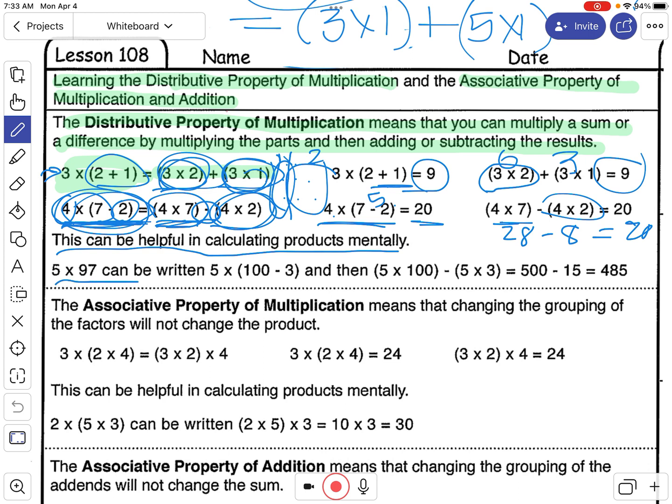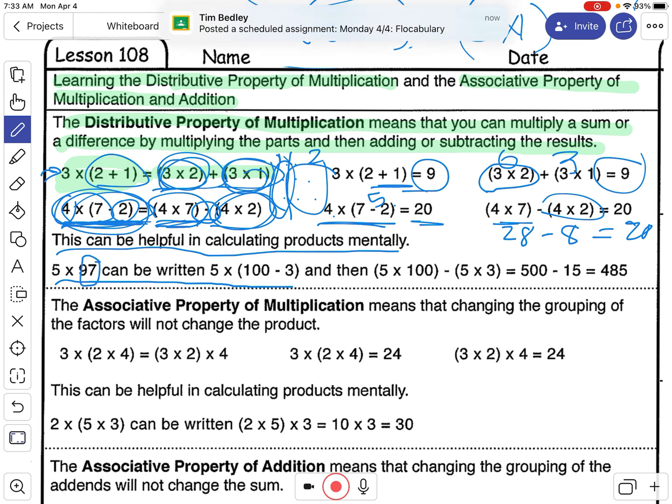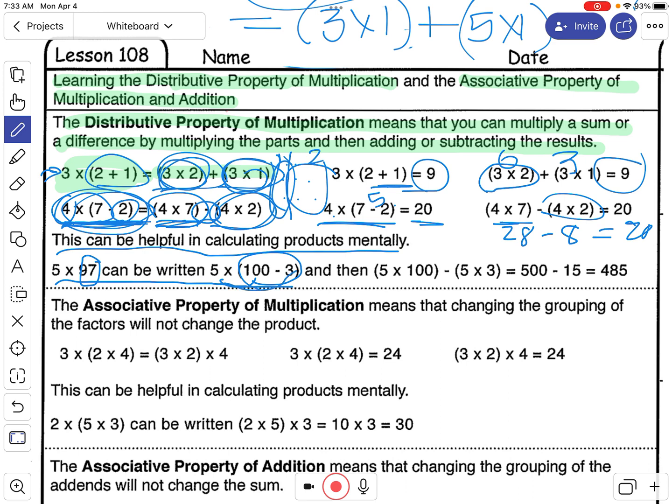5 times 97 can be written as 5 times 100 minus 3. Instead of thinking of this as 97, I can think of 97 as being 100, take away 3. Well, 5 times 100 is 500, and 5 times 3 is 15. So 100 take away 15 is 485. So you can do 5 times 97 in your head by using that little trick there.